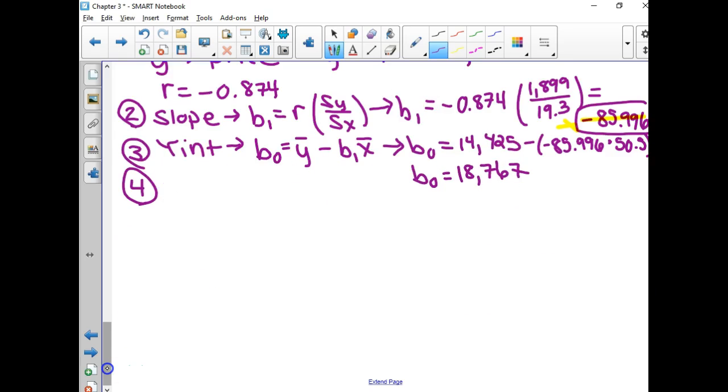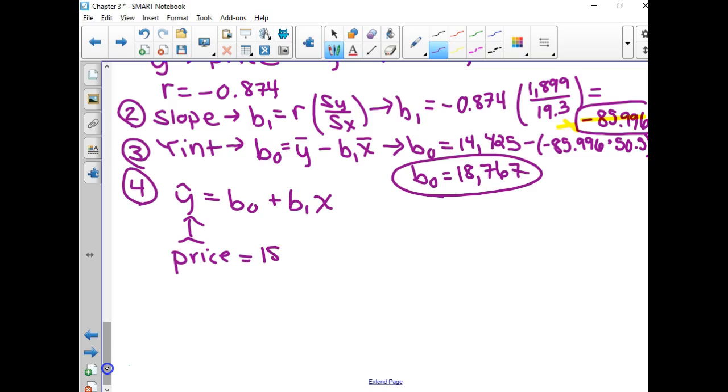Okay, so I need to write my equation. y hat is equal to b sub 0 plus b sub 1 times x. My y, my price, is equal to b sub 0, 18,767 plus b sub 1. Here's b sub 1: negative 85.996 times miles. Forgive me.